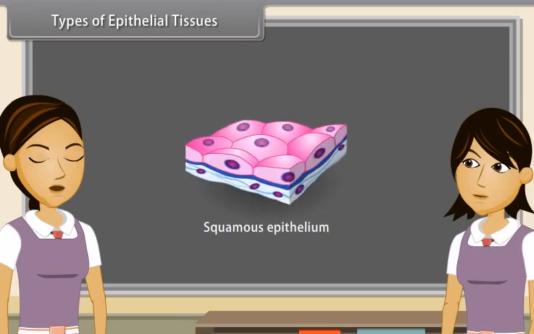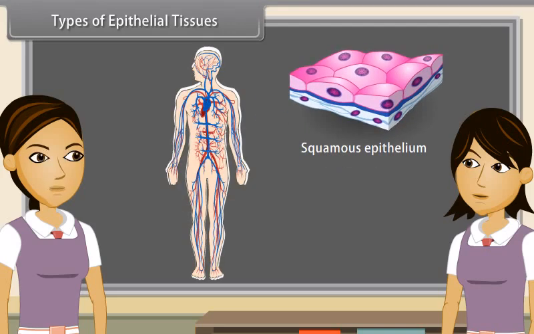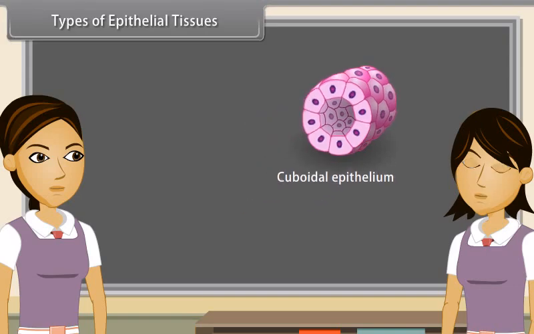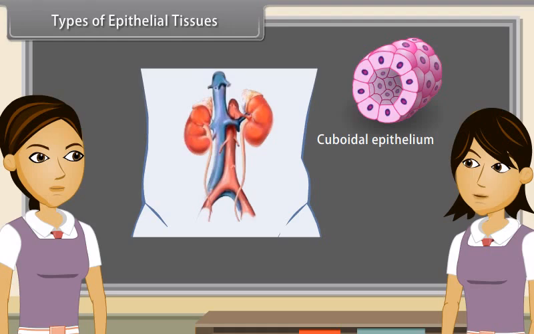Squamous epithelium is made up of thin, flat, irregular shaped cells which fit together like floor tiles to form a compact tissue. It is found in lining of cavities and blood vessels and covering of tongue and skin. It is also known as pavement epithelium. In cuboidal epithelium, cells are cube-like. They appear square in section but appear hexagonal in free surface. It is found in kidney tubules, thyroid vesicles, salivary, sweat, and exocrine glands.